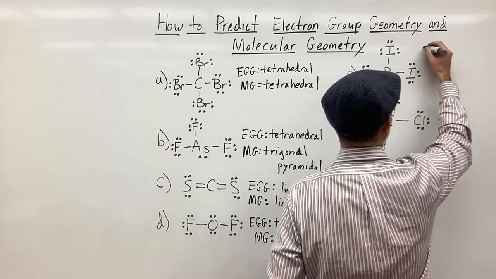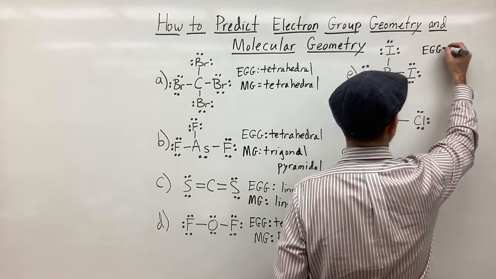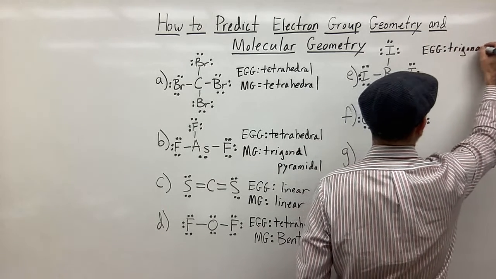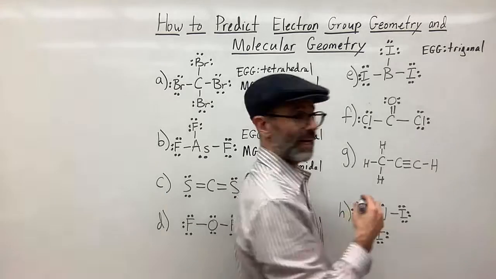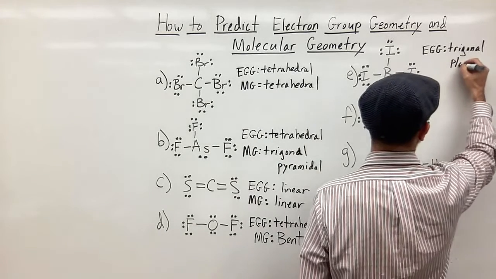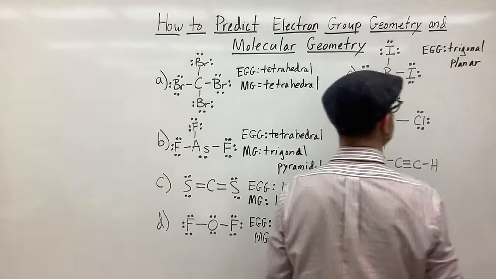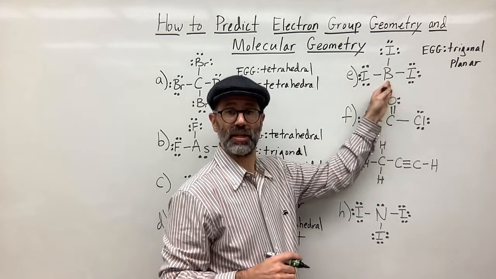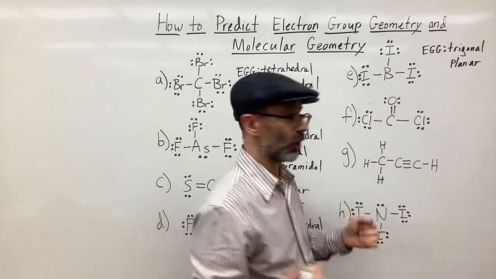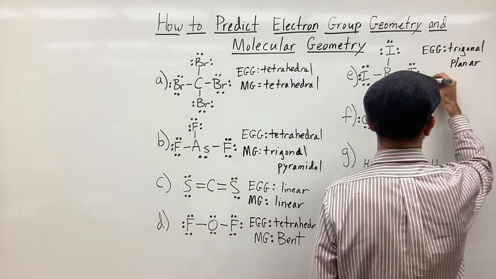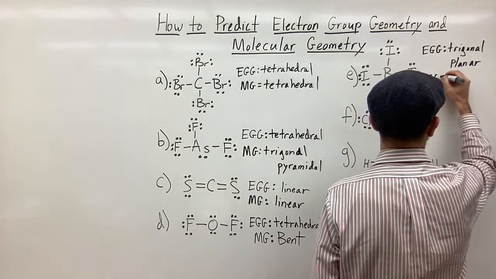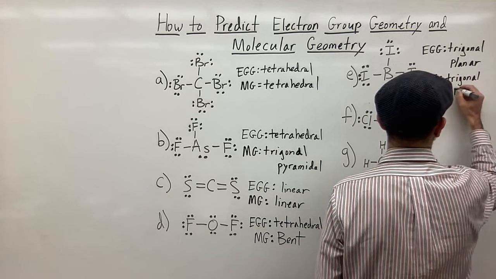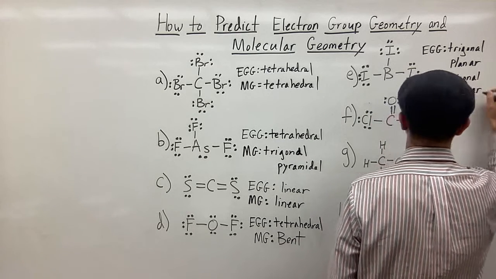So the electron group geometry is trigonal planar. And because there's no lone pairs on the central atom, your molecular geometry is identical. So molecular geometry is also trigonal planar.